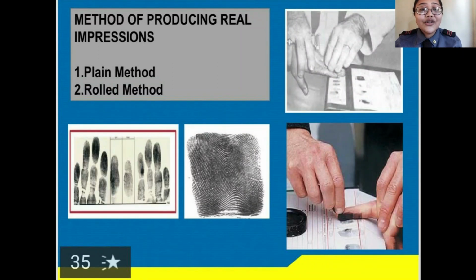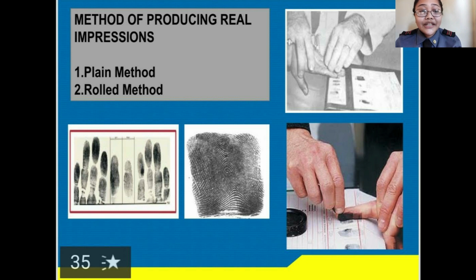What you saw earlier, the first and second row is bulb-shaped, or square, and for the last row it is just plain. It's because the method of producing real impressions has two methods. First is the plain method, and then the second is the roll method.